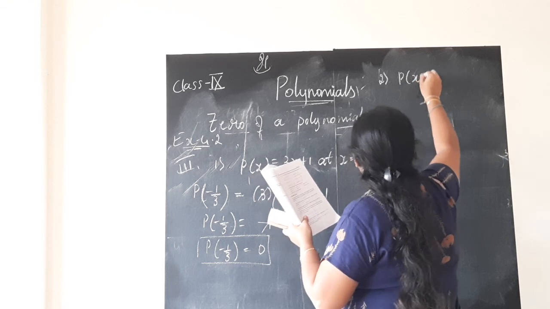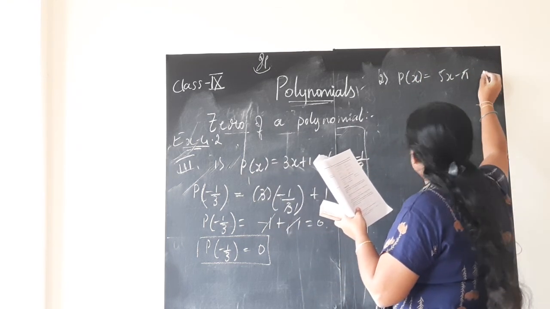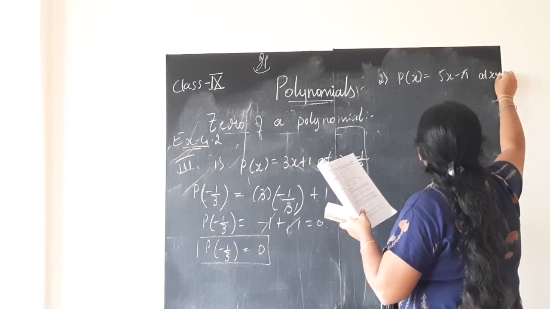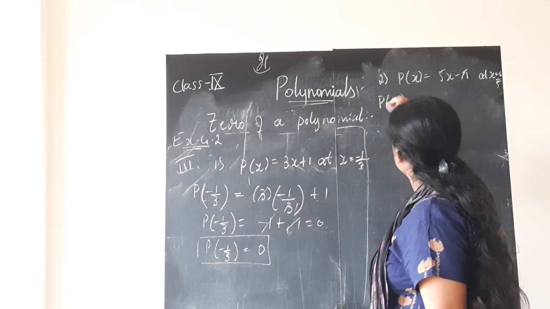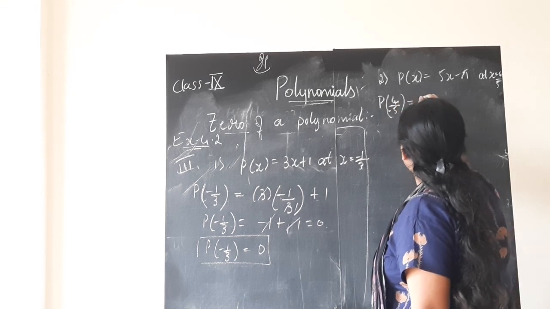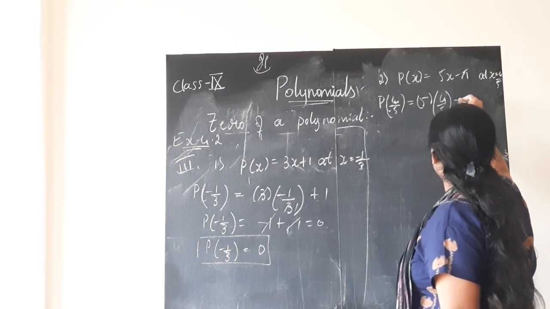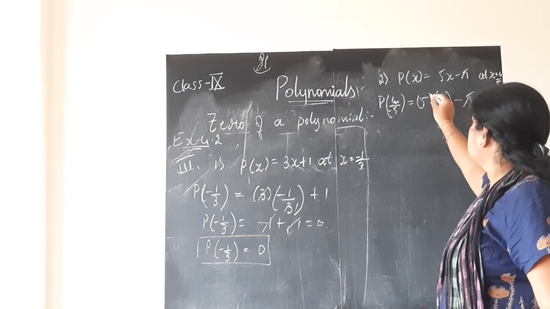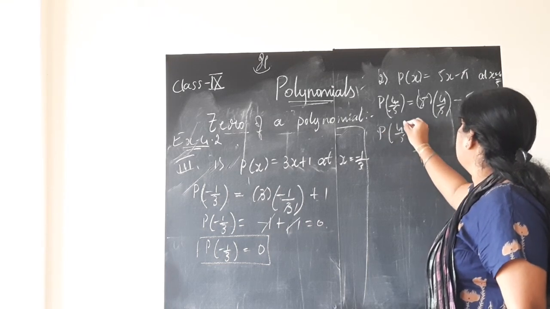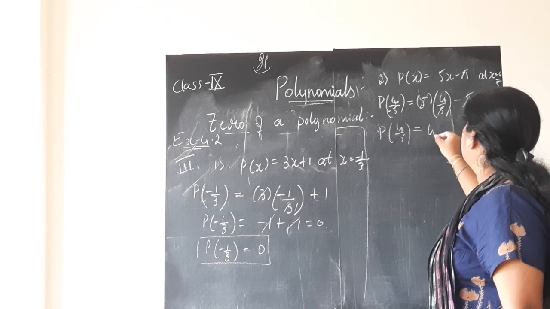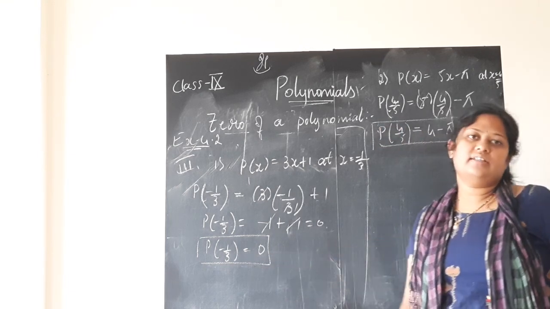P of x is equal to 5x minus pi at x is equal to 4 by 5. So in place of x now I need to substitute 4 by 5. P of 4 by 5 is 5 as it is. In place of x I need to substitute 4 by 5 minus pi. See here, 5 ones are 5 ones are. So P of 4 by 5 is equal to 4 minus pi. We are not getting 0 as in this case.